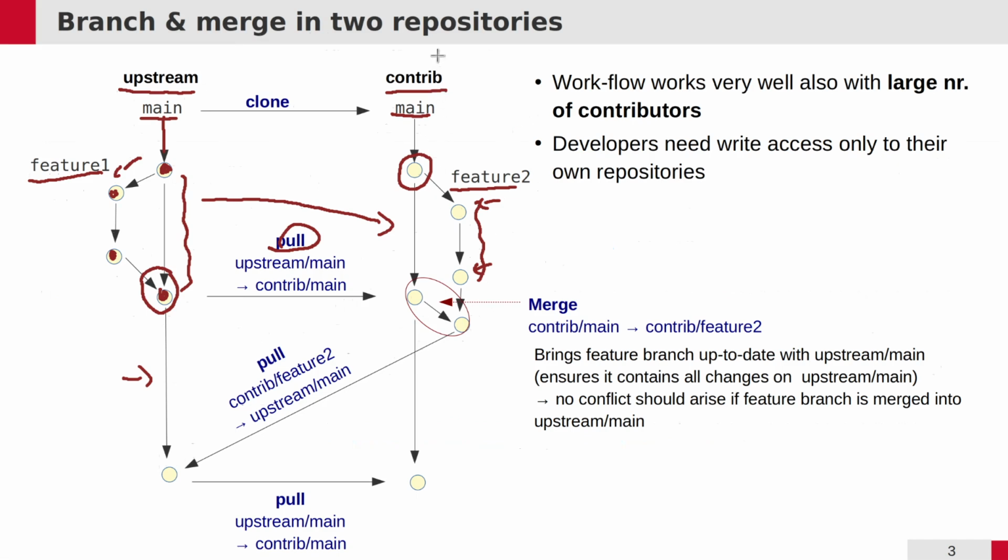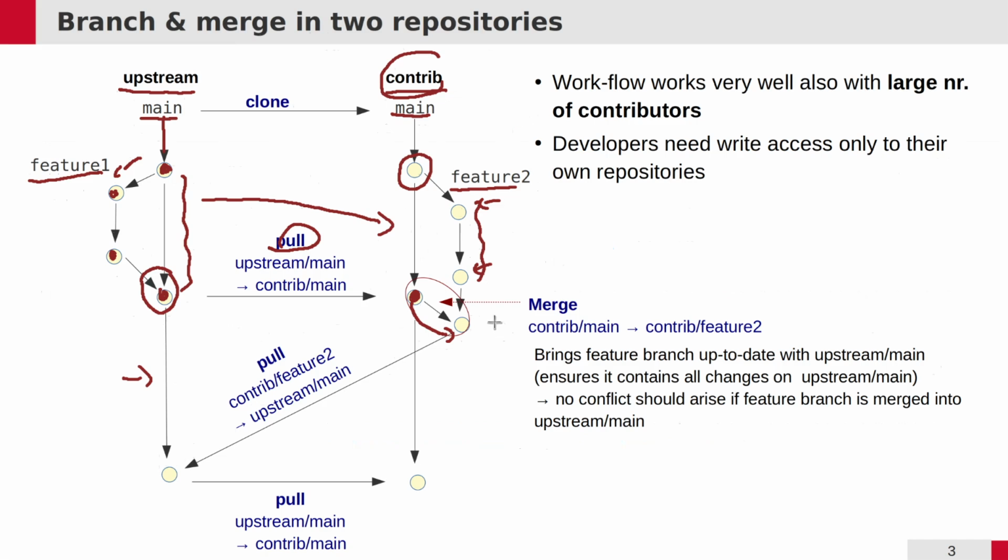So what can the contributor do in this case? It's super simple. The contributor already has all the changes which were made on the upstream main branch in its own main branch, because it was pulling them there, and then it merges the main branch into its feature branch.